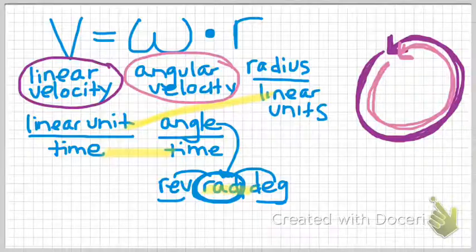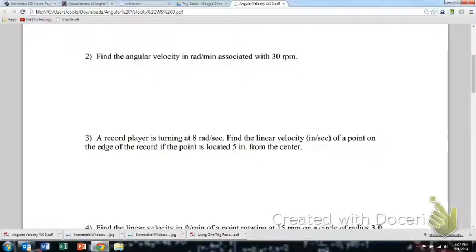So let's look at some examples here from what we did in class today. Some of these, all we're going to be doing is some unit conversions, and some of them will be using the formula. For example, this says find the angular velocity. Oops, hold on, I got to turn my pen on here. Find the angular velocity, so that's omega, in radians per minute associated with 30 RPM. That's revolutions per minute. That's omega also, right? So they're telling you to find omega, but they give you omega. That's because they're not really asking you to find omega. They're asking you to find omega in radians per minute, but they're giving it to you in revolutions per minute.